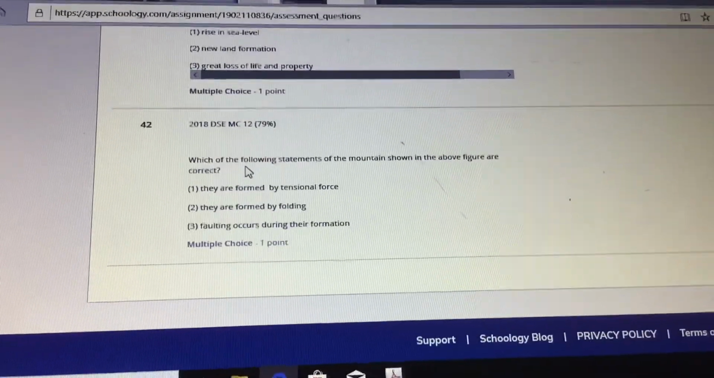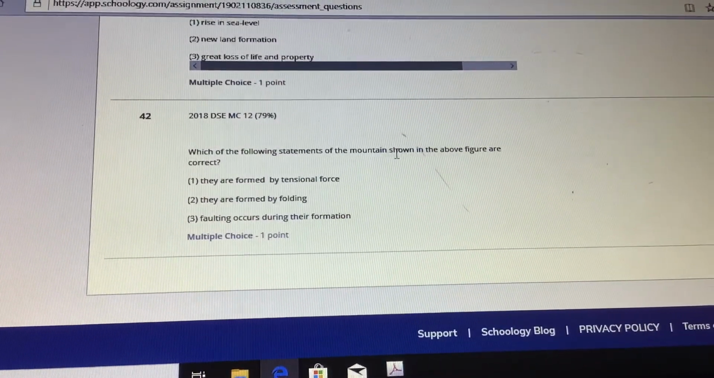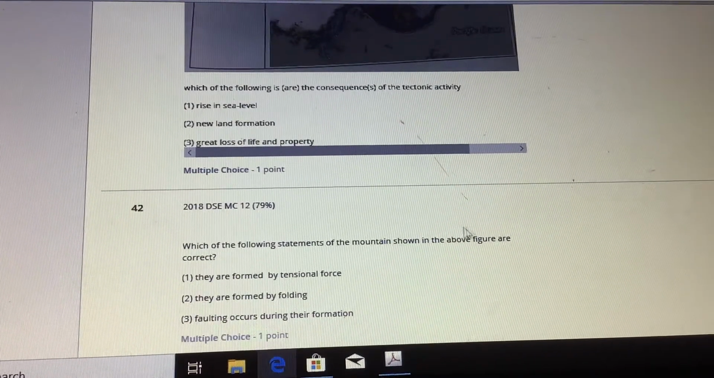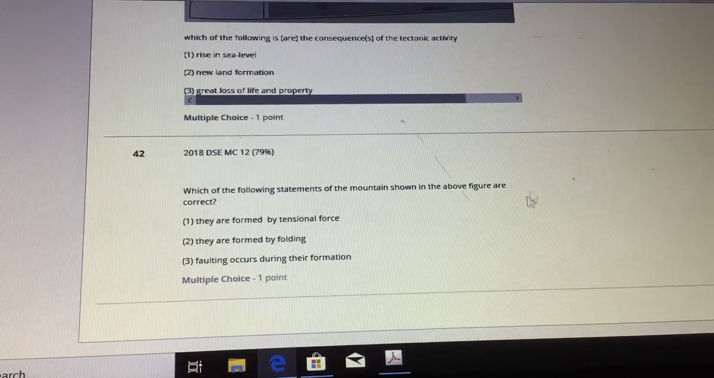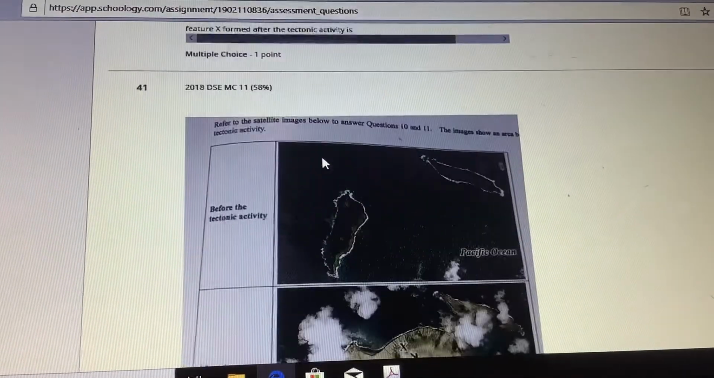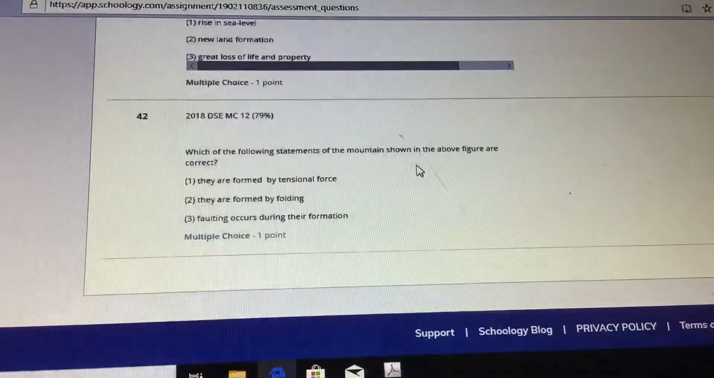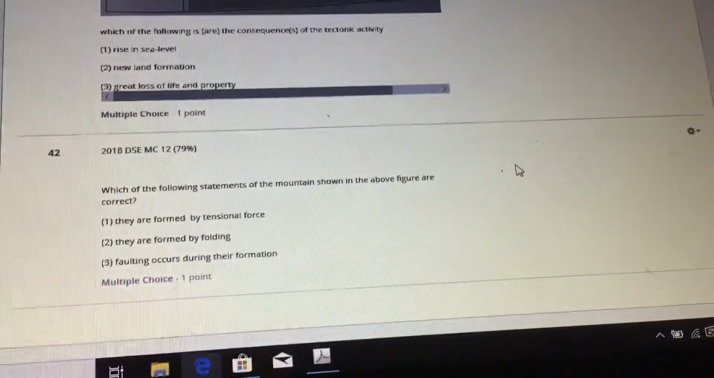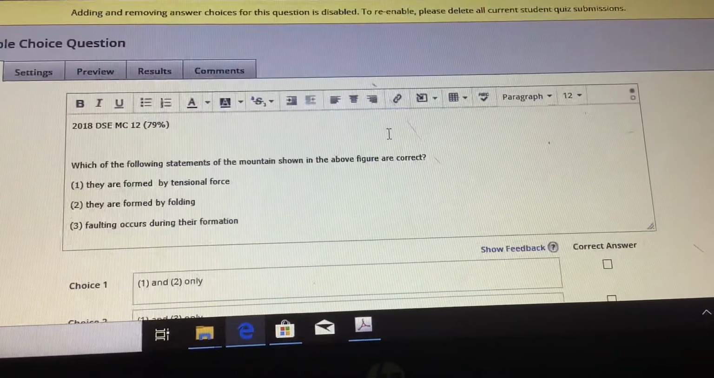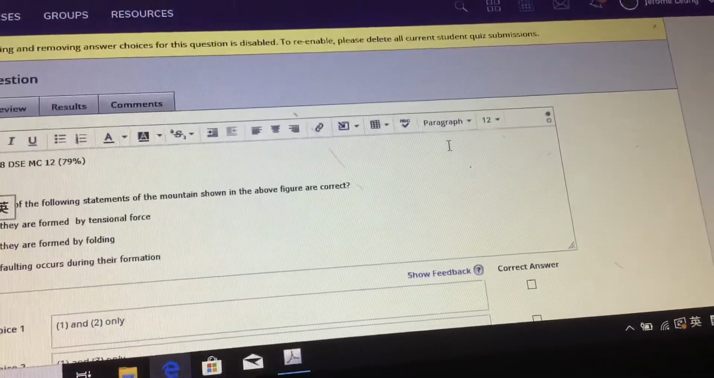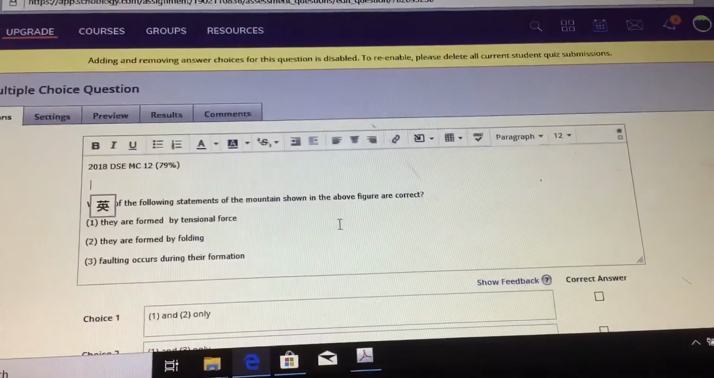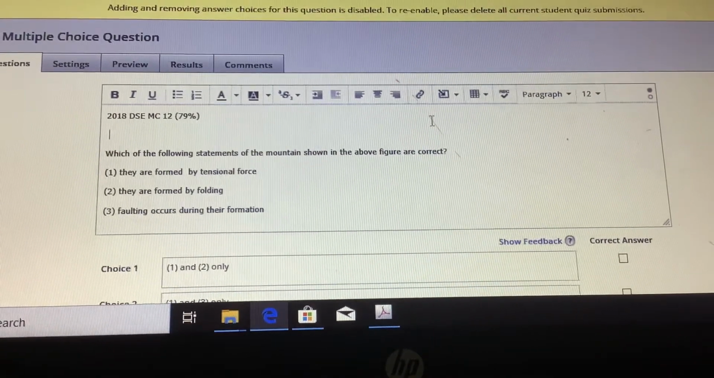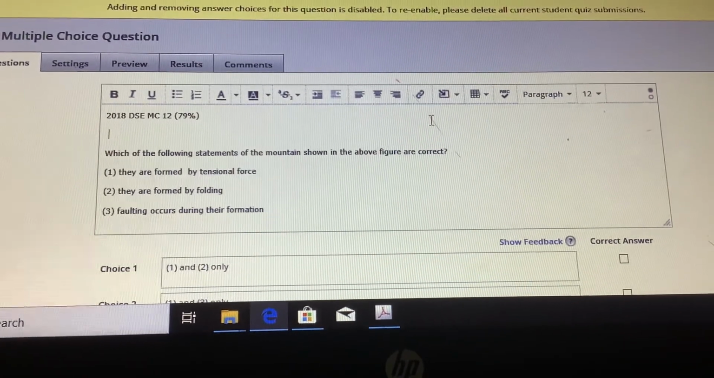The last one: which of the statements about the mountain shown in the above figures is correct? Where's the above figure? So that's at the end of the CP5, because I missed this figure also. Sorry about this. I don't have time to fix it.